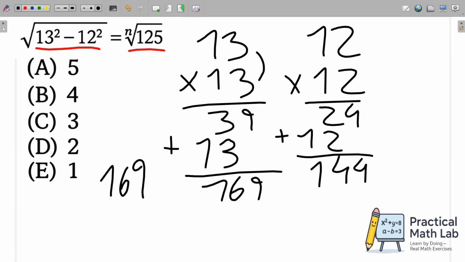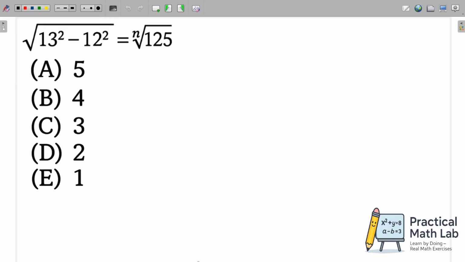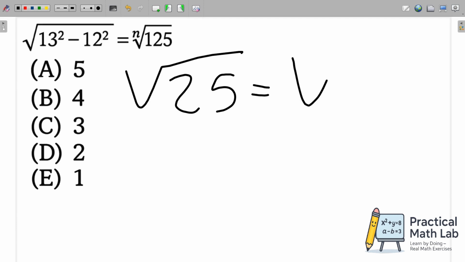169 minus 144. 9 minus 4 is 5. 6 minus 4 is 2. 1 minus 1 is 0. So it's 25. So now we have the square root of 25 equals the nth root of 125.